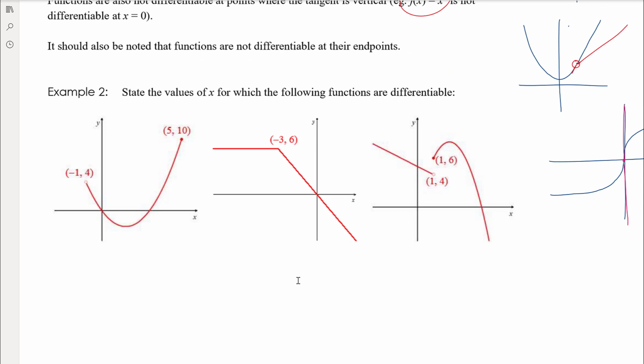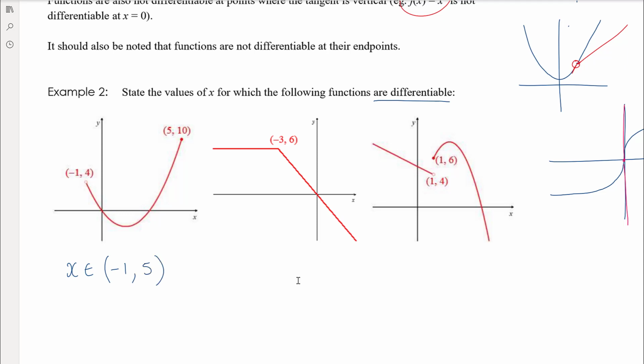So state the values of x for which the following functions are differentiable. Okay, so they're going to be differentiable wherever they are continuous and smooth. Okay, not at endpoints though. So in this case, we would be differentiable for x as an element of, so from -1 up to 5.